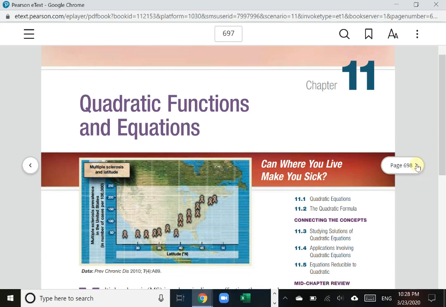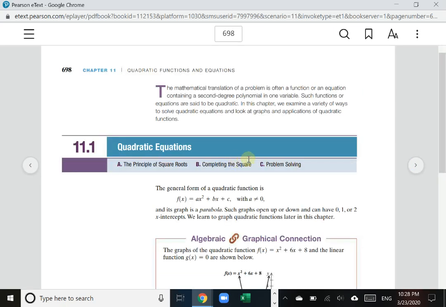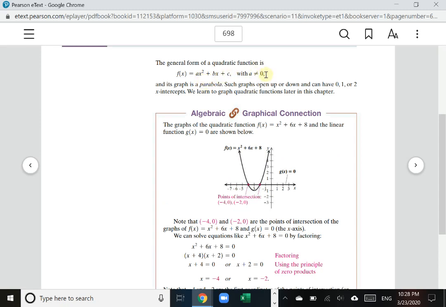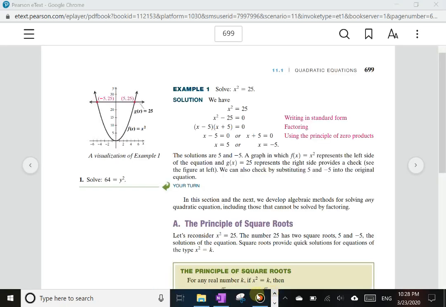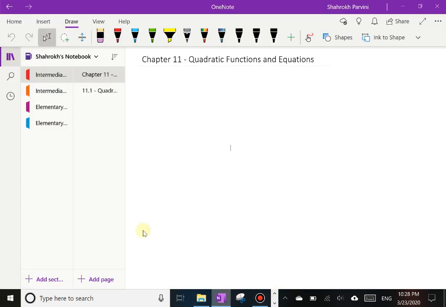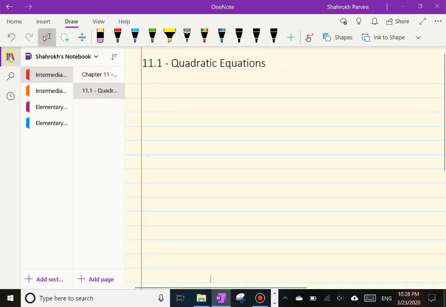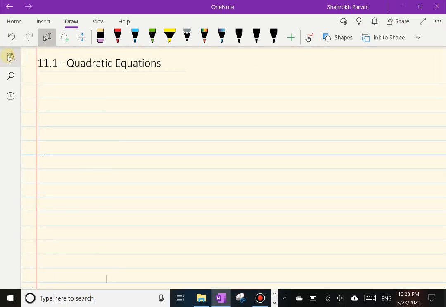Now, the general form of a quadratic equation is given on this page in section 11.1. Here's what the general form of a quadratic function is. So I'll be talking about this in section 11.1. That's what we're going to do. Let me go to my notebook now and let's start. So again, chapter 11, quadratic functions and equations. In section 11.1, we're going to take a look at quadratic functions.